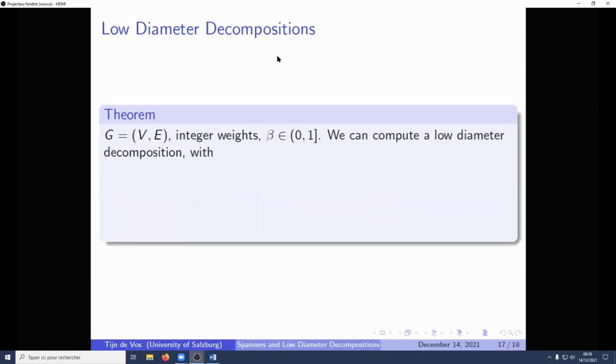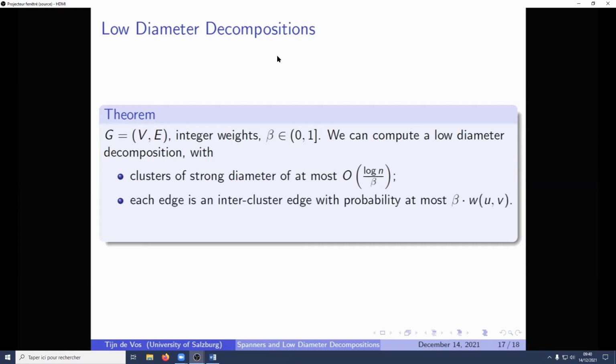Another example is the low diameter decomposition, which is quite similar. You take clusters, and the goal now is that the clusters have small radius, or actually small diameter. Because we have small radius, we have small diameter, and we want few intercluster edges. To be precise, we can get clusters of strong diameter at most log n over beta, where each edge is an intercluster edge with probability at most beta times the weight. So this actually holds for weighted graphs, whereas previous results were just for unweighted graphs.